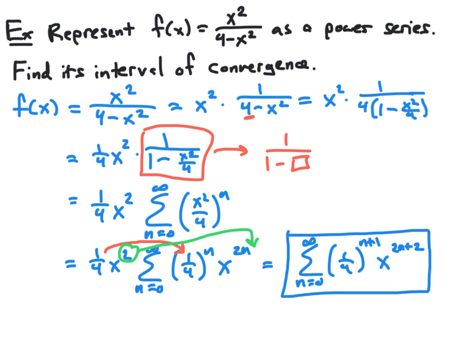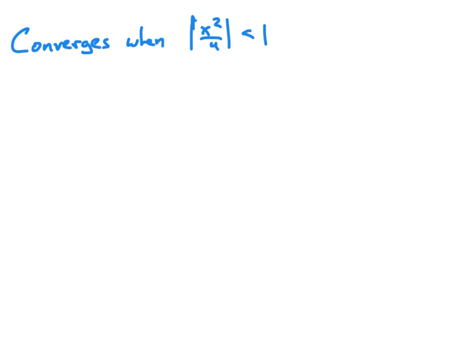In order to find the interval of convergence, we simply need to use the fact that this was derived from a geometric series and determine for which values of x the expression x squared over 4, the expression we substituted into our geometric series, will have an absolute value less than 1. So, to find when this converges, we need to solve the inequality of the absolute value of x squared over 4 less than 1. Now here, notice that x squared over 4 is always a positive number, and so we can simply drop the absolute values here.